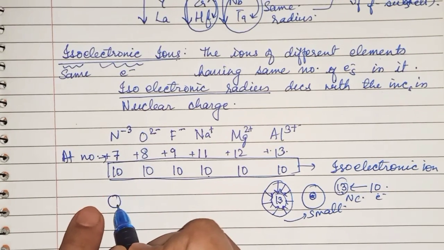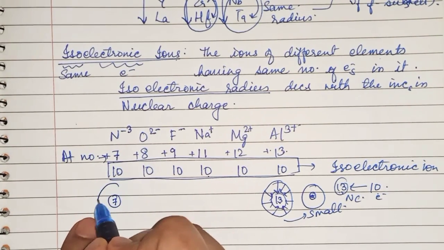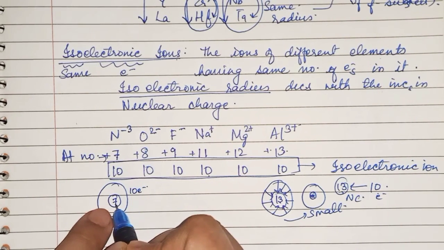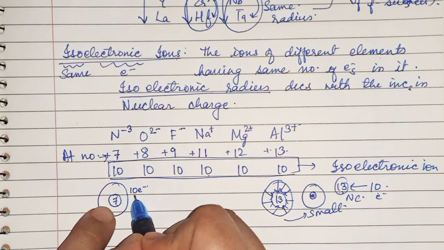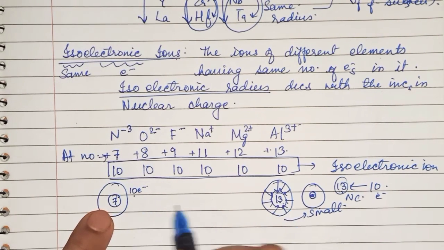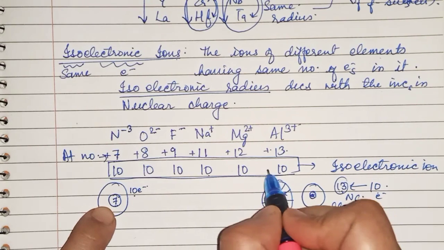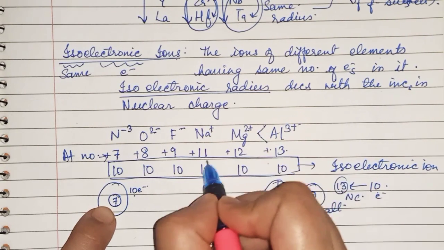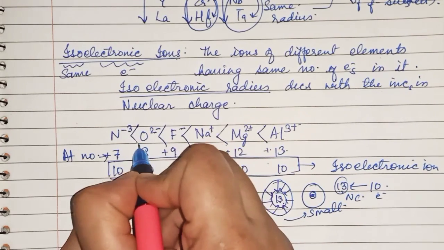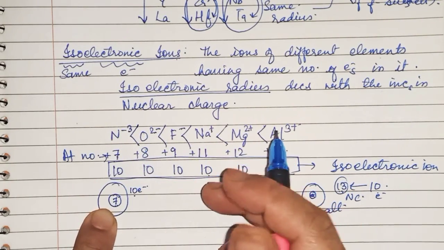Here you can see that nuclear charge is 7 and it has to attract 10 electrons toward itself. So nuclear charge is less and electrons are more. So here the attraction will not be that strong. So you can say that the size of nitrogen is the biggest among these given ions.